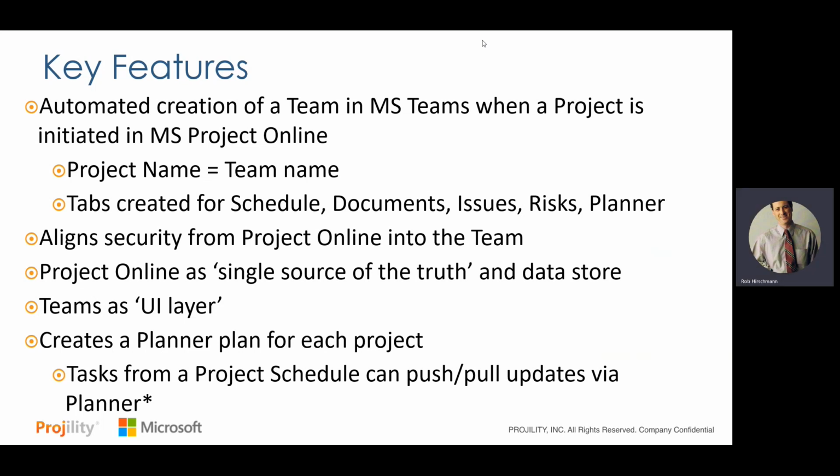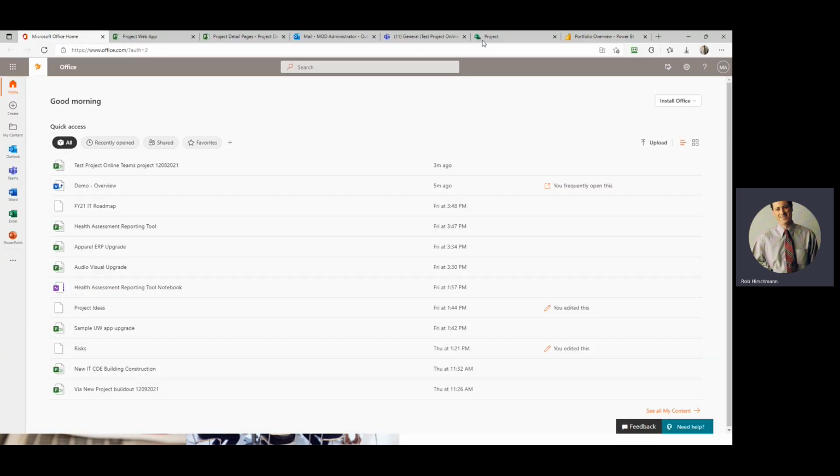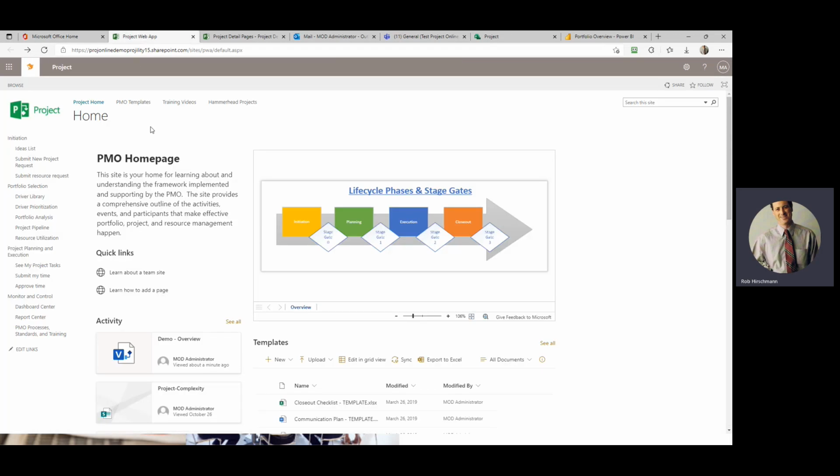Now you'll notice there's a little asterisk next to that. We're going to talk about what that asterisk means after we do our demonstration next. So let's show you some of the technologies. We're going to be in Office 365. We're going to hop over into Project. We're going to go into Project Online. So this is our Project Online homepage, our PWA homepage.